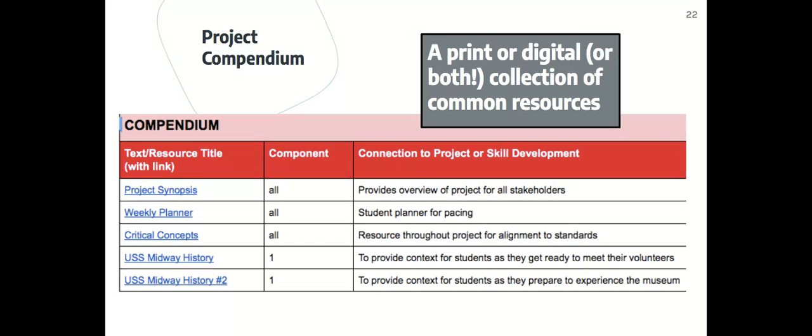And so here's just a quick view of a couple of examples. Included here on the left-hand side, you can see a short list, as I had suggested in the slide before: the project synopsis, which is that overview of the project that you're building out during these 2 weeks, and then something like a weekly planner where students can actually use the compendium as an additional resource for planning. In this case, we included the critical concepts because we felt like those were important for helping us keep in mind the standards that we were wanting to address through the project.